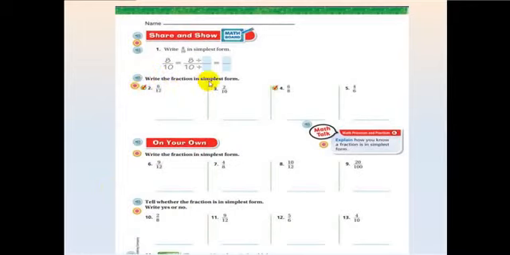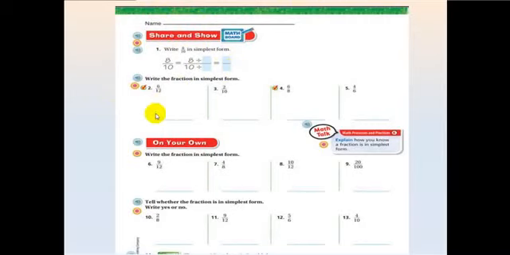Write the fraction in the simplest form. Here in the first number, write 8 over 10 in the simplest form. 8 over 10, we divide 8 and 10 by 2. The common factor between 8 and 10 is 2. If I divide by a number, we should do it up and down, okay? Divide by 2 over 2. It will be 4, and 10 divided by 2 will be 5.